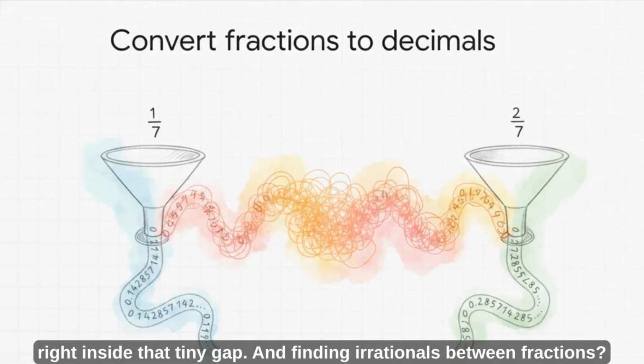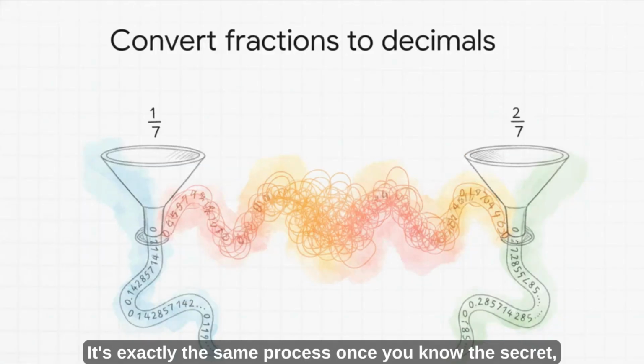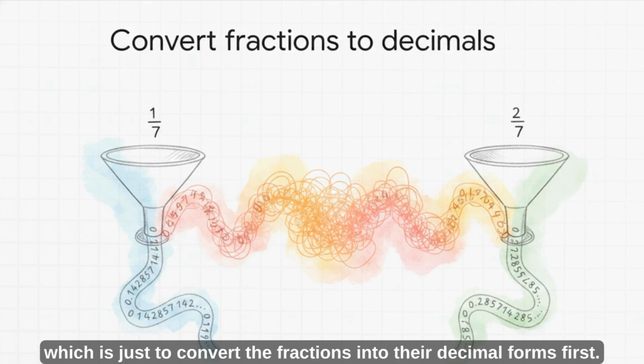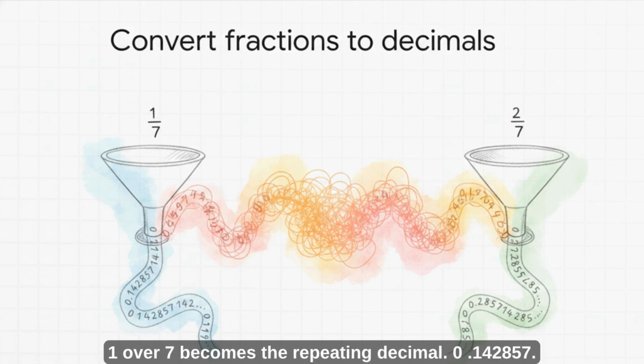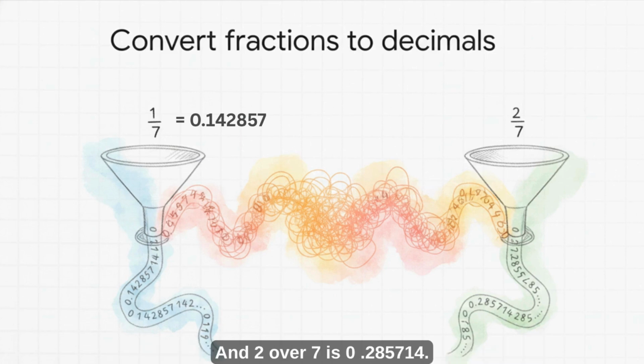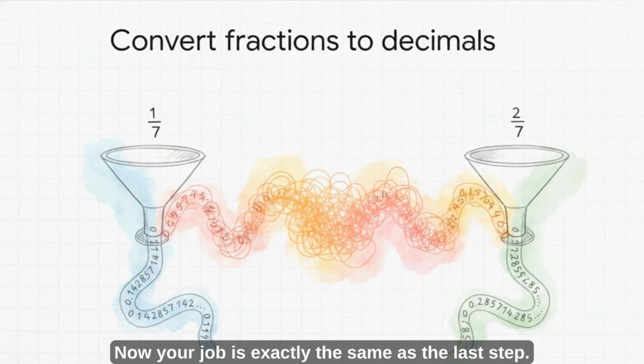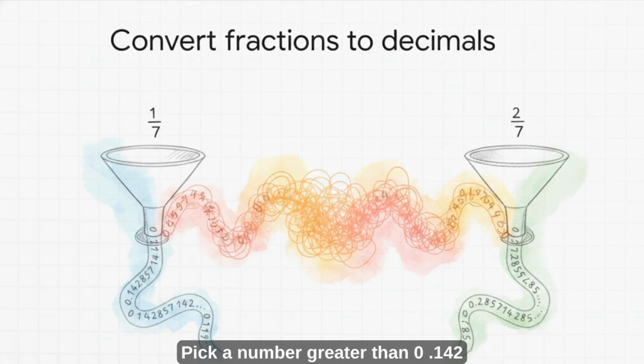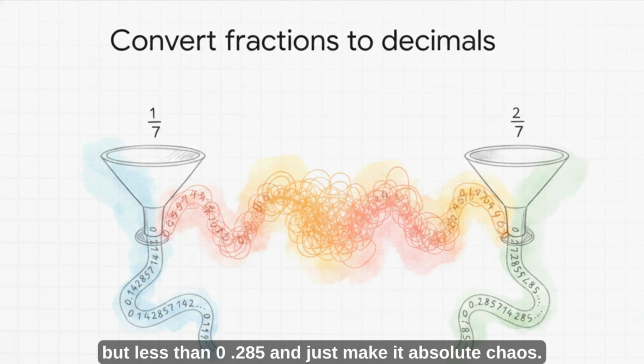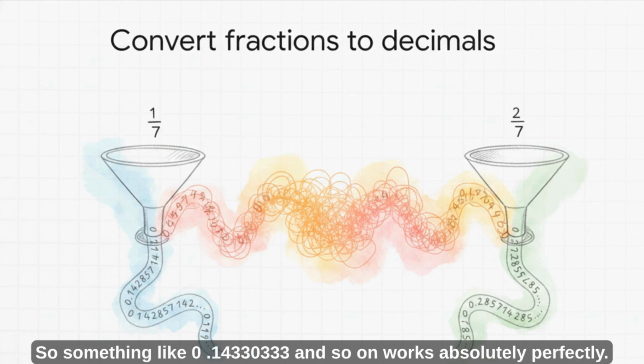And finding irrationals between fractions, it's exactly the same process once you know the secret, which is just to convert the fractions into their decimal forms first. 1 over 7 becomes the repeating decimal 0.142857, and 2 over 7 is 0.285714. Now your job is exactly the same as the last step. Pick a number greater than 0.142 but less than 0.285 and just make it absolute chaos. So something like 0.1433033 and so on works absolutely perfectly.